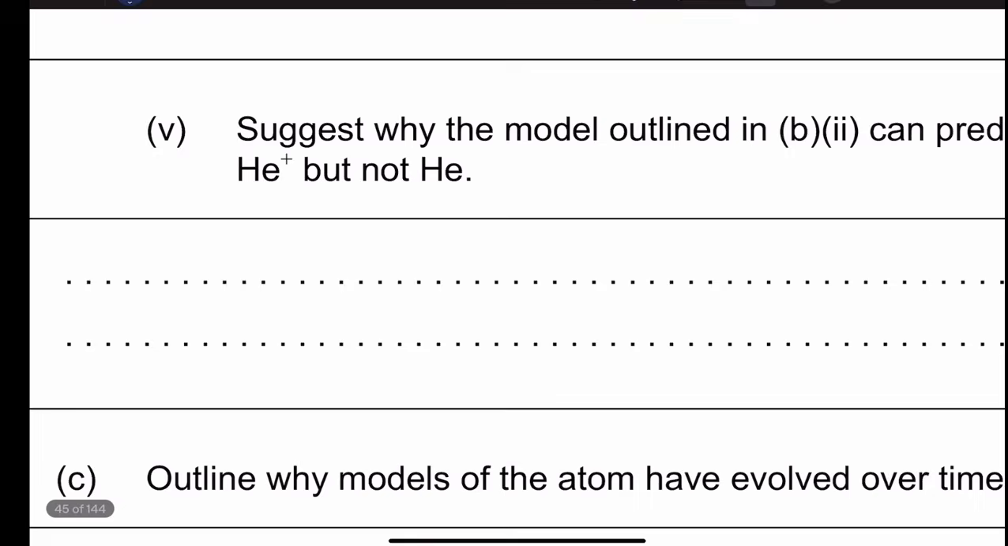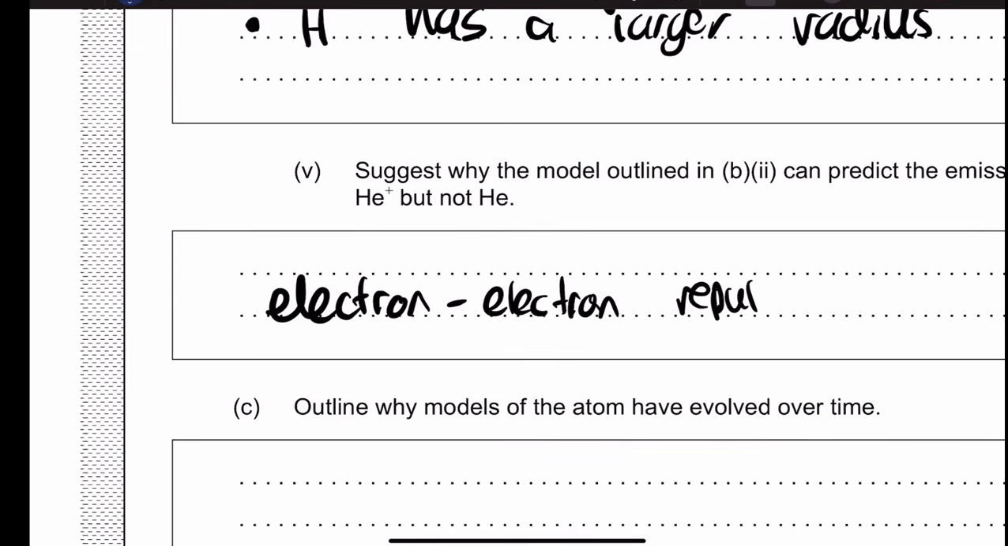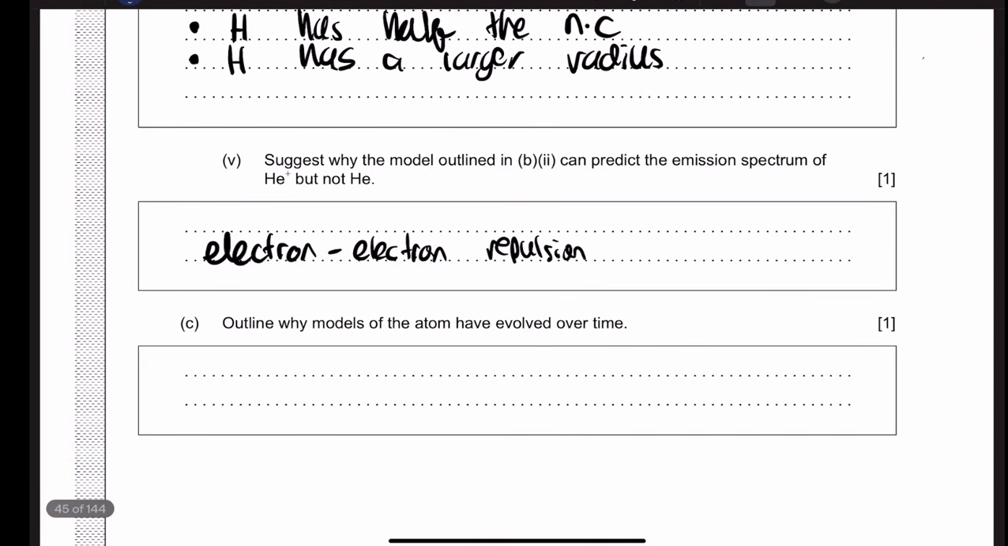Suggest why the model outlined in BII can predict the emission spectrum of helium ion but not helium atom. This is quite simple. It's just a piece of theory you have to know. So when we have the helium atom, we have to take into account electron repulsion. Repulsion must be taken into account, right?